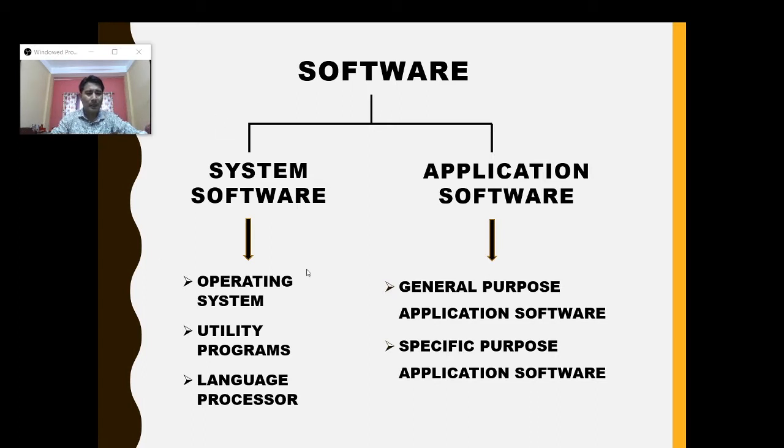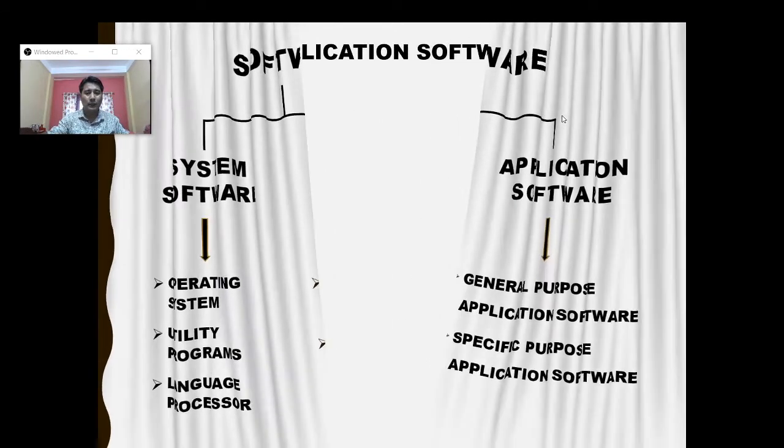In the last class we have already learned about the system software, like the operating system, utility program, and the language processor. As I've already said, your today's content is about the application software. There are two types of application software. One is packages, or what you also call a general purpose application software. And the second is customized software or a specific purpose application software. So let us begin.